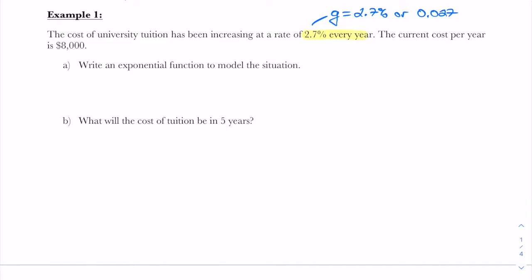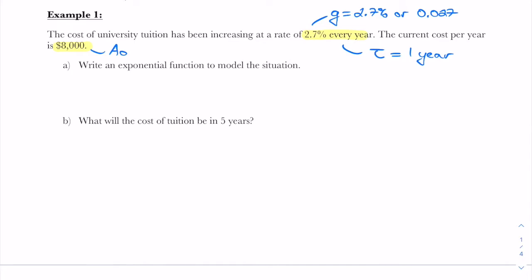One other thing, it's increasing at this rate every year. That means that for every year that goes by, the tuition is 2.7% higher than what it was the year before. So in this case, tau, the growth rate, is every 1 year. And we're being told that the current cost of tuition is $8,000, so that would be the A0, the initial amount. So let's begin by writing an exponential function.